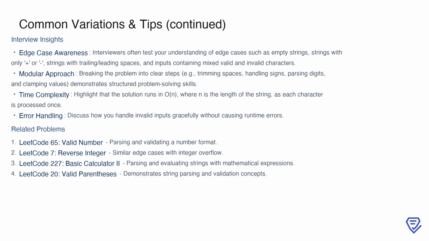A modular approach can also make a big impact, breaking the solution into clear steps like trimming spaces, handling signs, parsing digits, and clamping the final value shows that you have a structured way of solving problems. It's also important to highlight the time complexity of your solution. Since each character in the string is processed only once, your solution should run in O(n), where n is the length of the string. Lastly, discuss how you handle invalid inputs gracefully without causing runtime errors. This demonstrates robustness in your code.